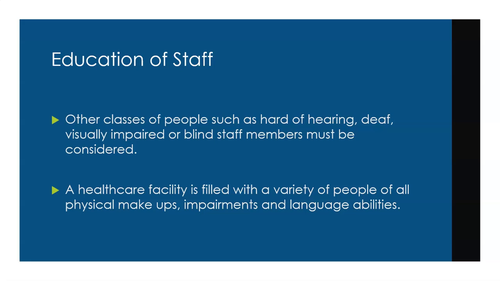Again, we have hard of hearing people, deaf people, and visually impaired or blind people. These are all things we have to think about when educating people. We're filled with a variety of people, physical makeups, impairments, and language abilities. We have a diverse staff in our facilities, so we have to take that into account when we're educating people.